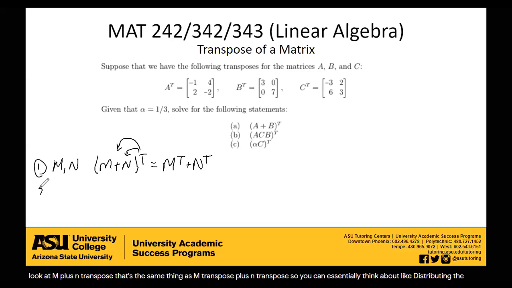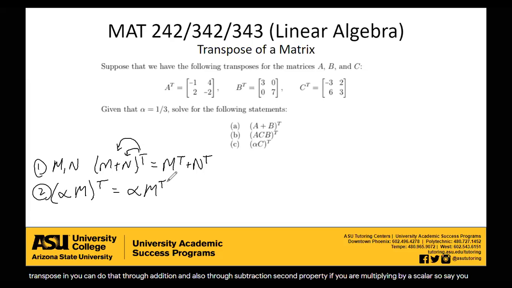Okay. Second property, if you are multiplying by a scalar, say you have some scalar alpha times some matrix M, and you're looking at that transpose, well, you can actually factor the alpha out. You can basically just take this alpha out front and then do the M transpose. So you don't have to do the multiplication first and then transpose. You can do the transposing and then multiply the alpha in. So you can do it in two different orders, right?